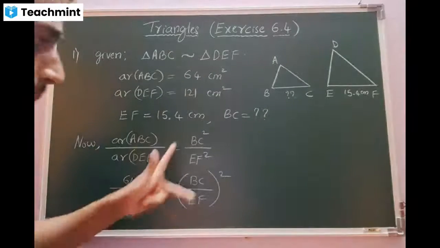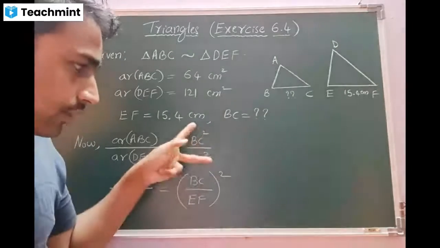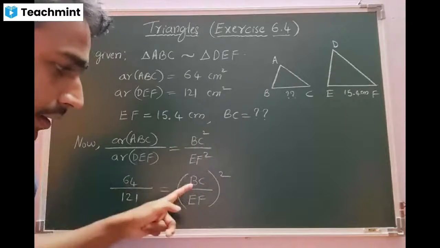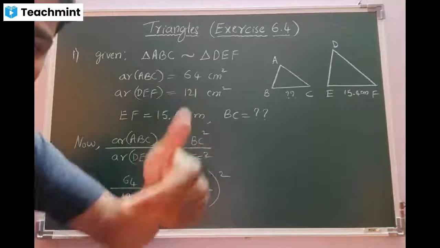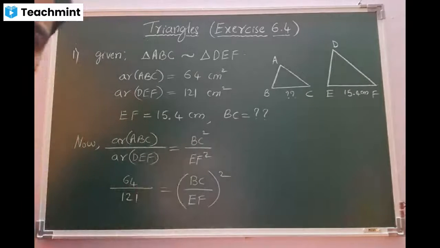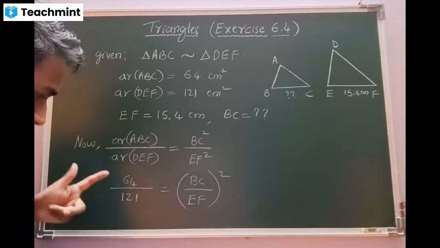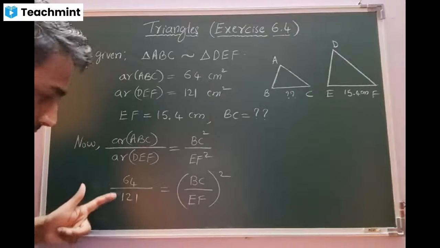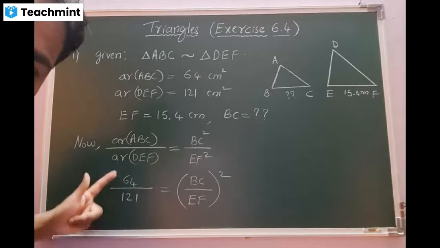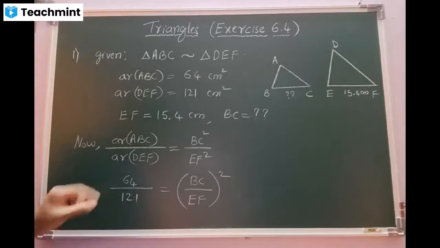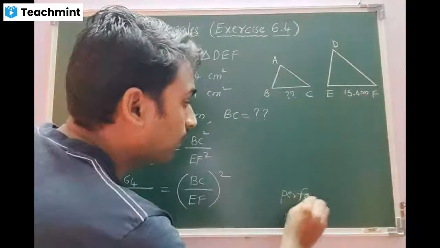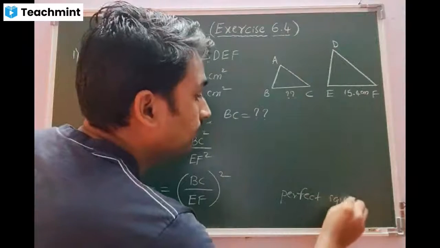Laws of exponent I'm using, beta. The square is repeating twice, here also, here also. So BC by EF, the bracket square. Is that clear? Now look at the small arrangement, beta. Here, observe 64 and 121. What kind of numbers are these? These are perfect squares. Am I right, beta?